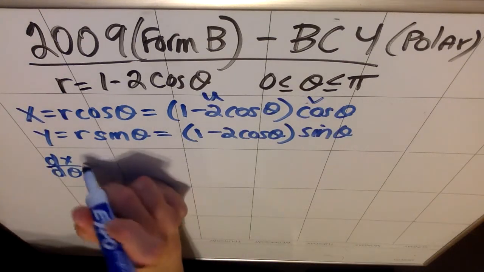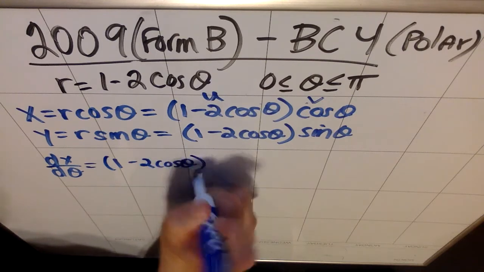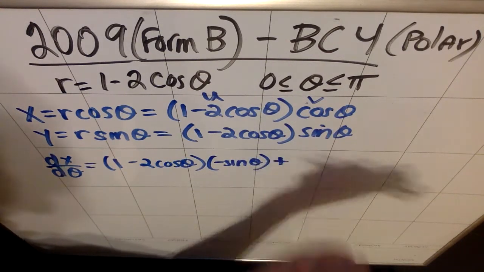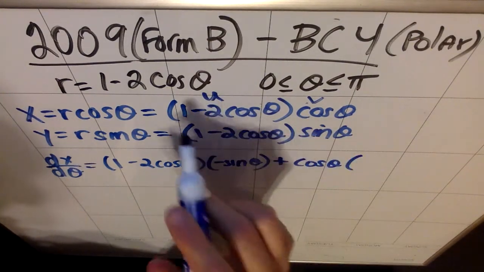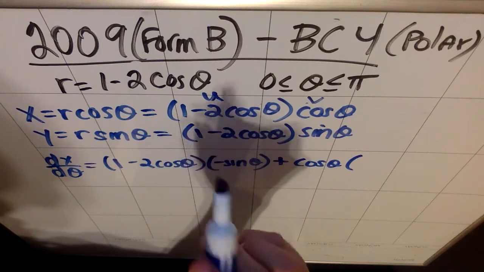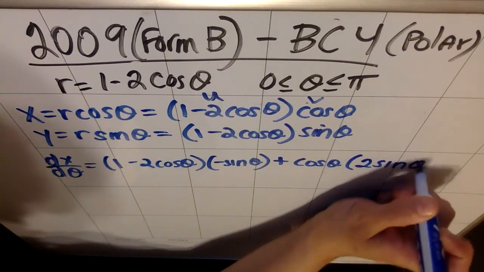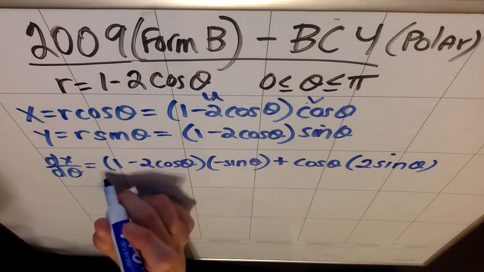So if I do the product rule, I'm going to have u, which is 1 minus 2 cosine theta, dv, which is the derivative of cosine, so that's a negative sine, plus v, which is the cosine of theta, du, which is going to be, the 1 derives to 0. The derivative of the -2 cosine should end up being a +2 sine, right? Because the derivative of the negative cosine would come out positive sine. And then I'm going to go ahead and clean that up.